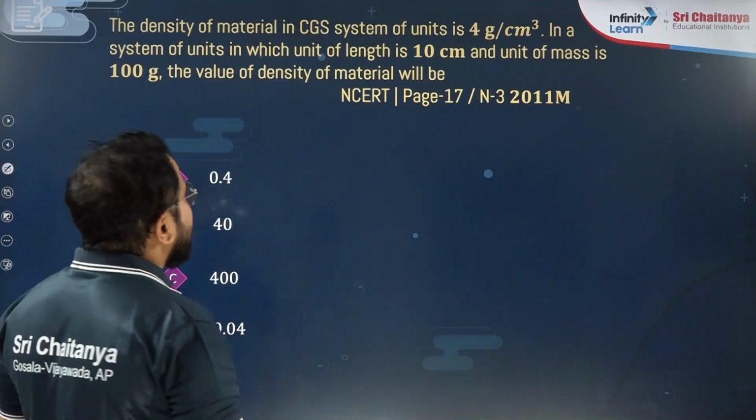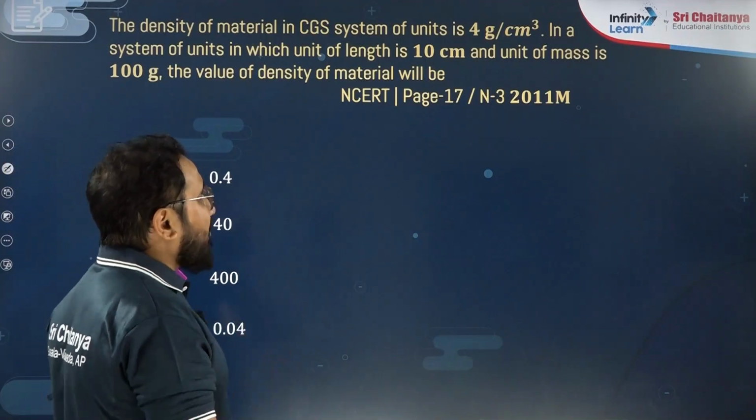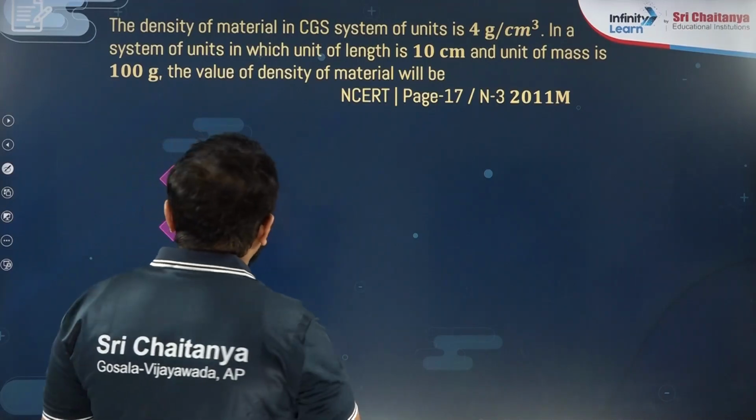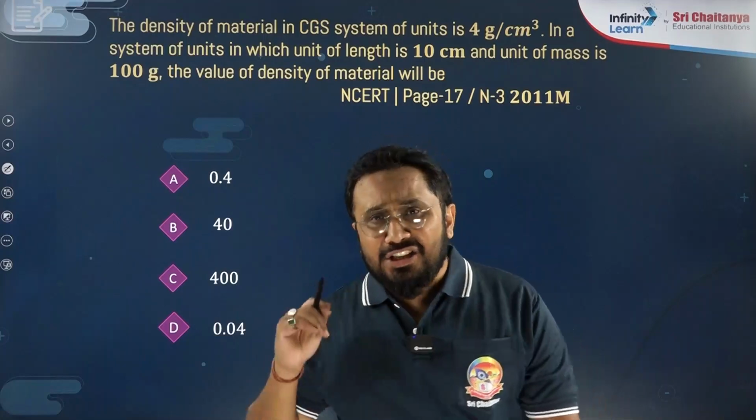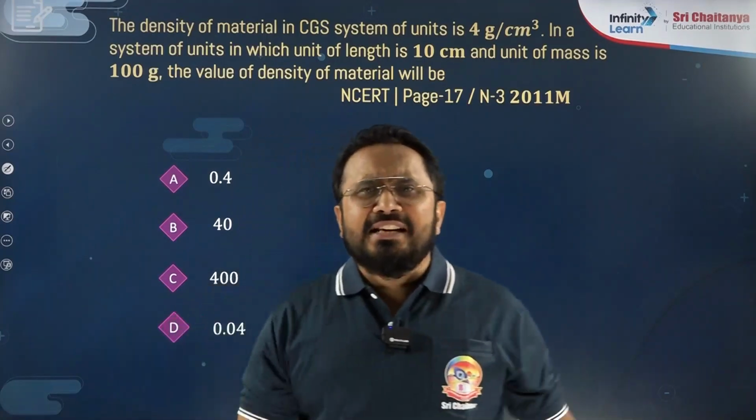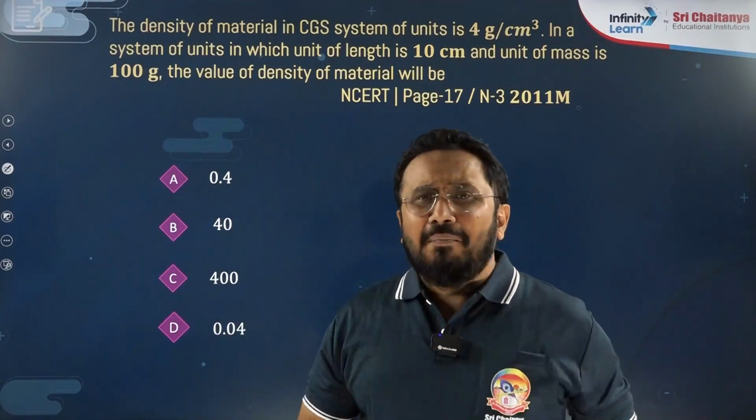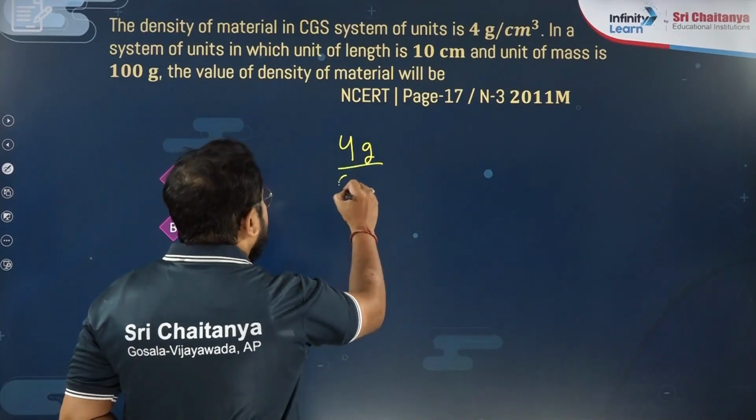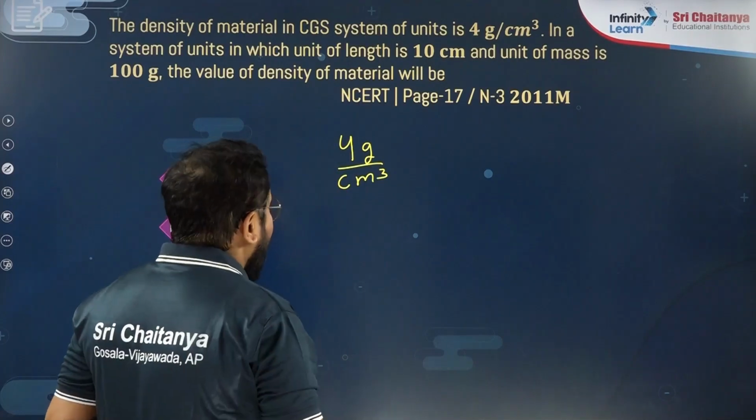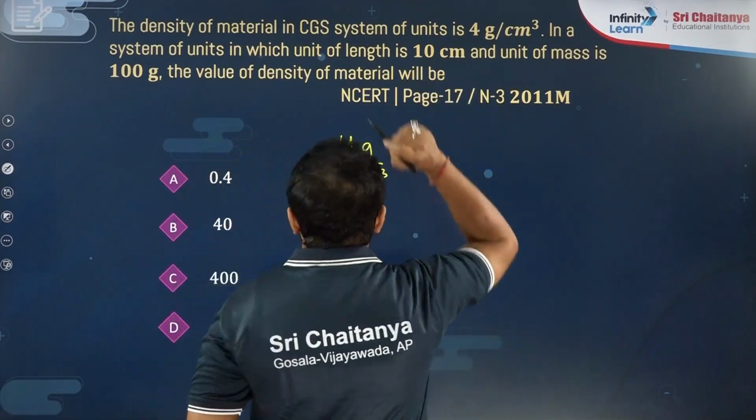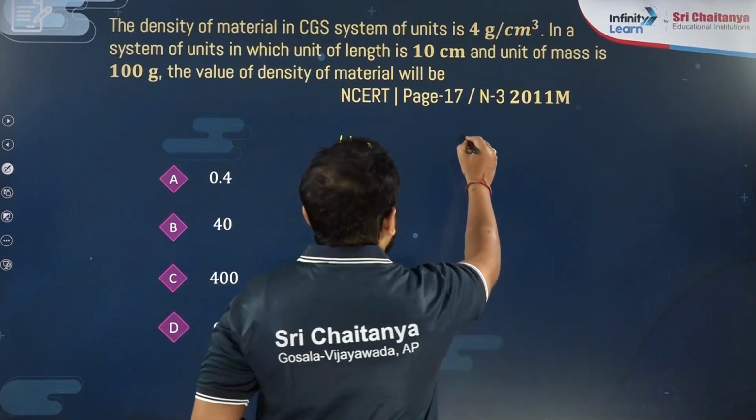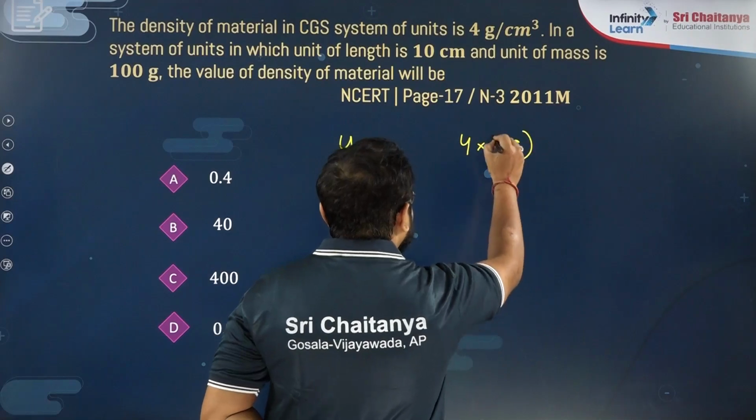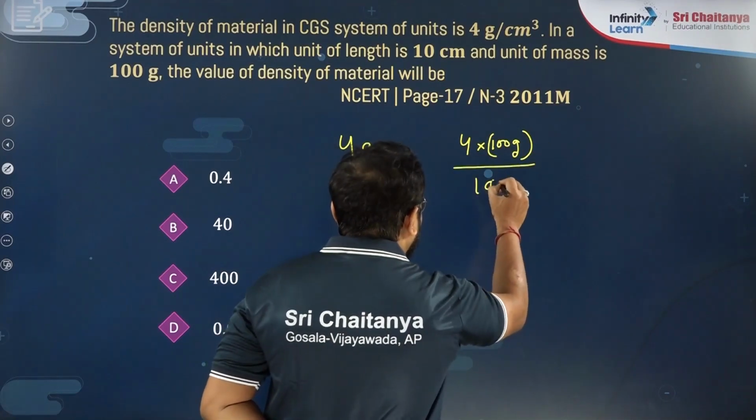The density of a material in the CGS system is 4 gram per centimeter cube. In a system of units in which the unit of length is 10 centimeter and mass is 100 gram, they are saying to change to the new system. So what to do? Not to use a very complicated method. See very easily what is written: 4 gram per centimeter cube. I am converting this gram into 100 gram. See very carefully: 100 gram, converted and divided by 100.